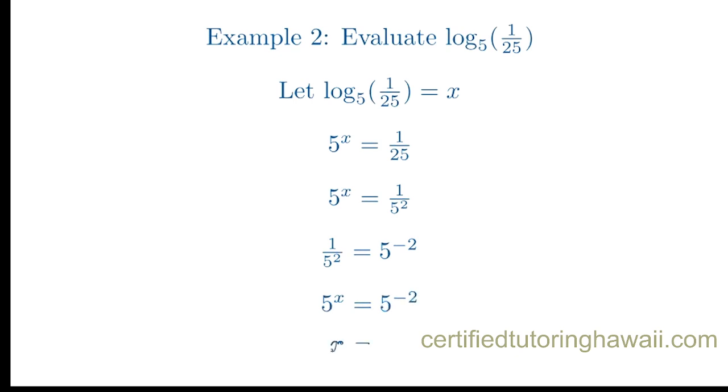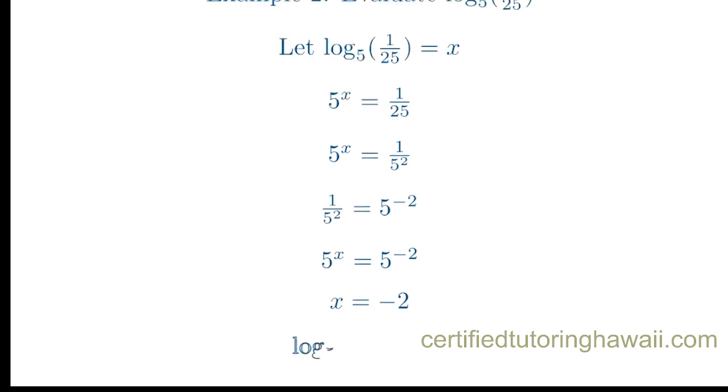Since the bases are the same, the exponents must be equal. Therefore, x equals -2. And so, log base 5 of 1/25 is -2. Let's explore two special cases involving the number 1 and the base itself.